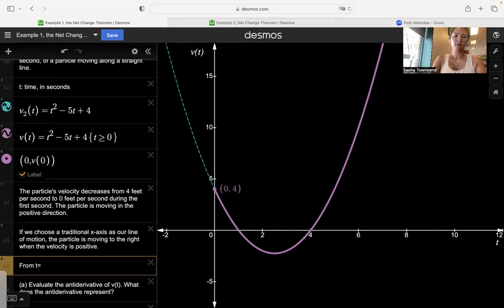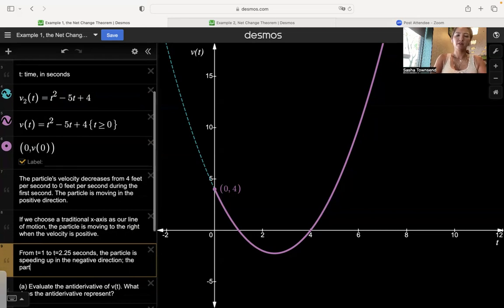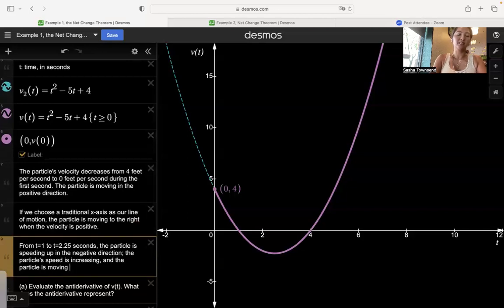So let's say that from t equals 1 to t equals 2.5 seconds, the particle is speeding up in the negative direction. Let's say that the particle's speed is increasing and the particle is moving from right to left.